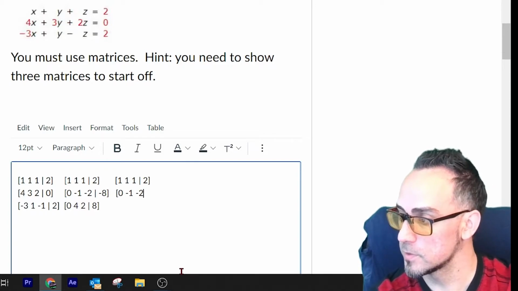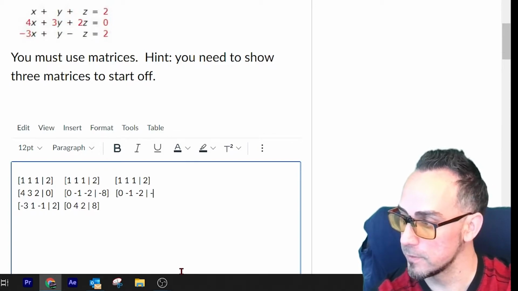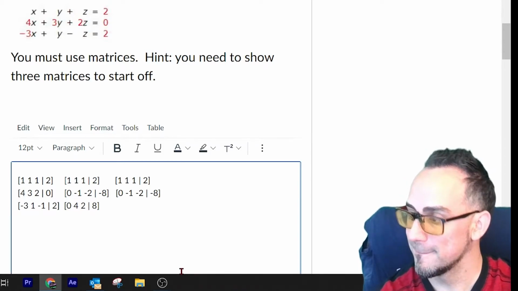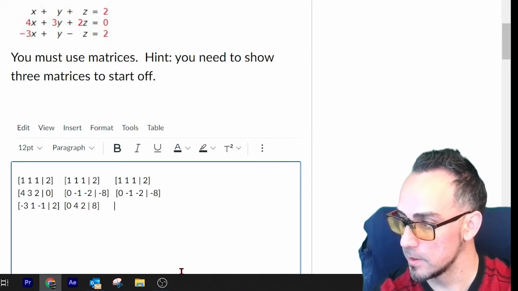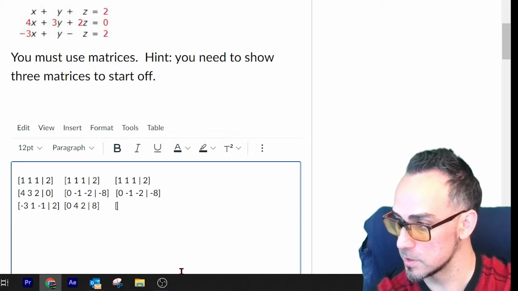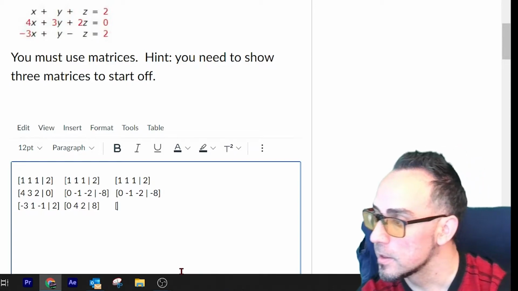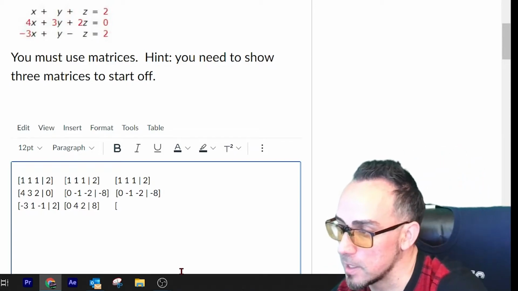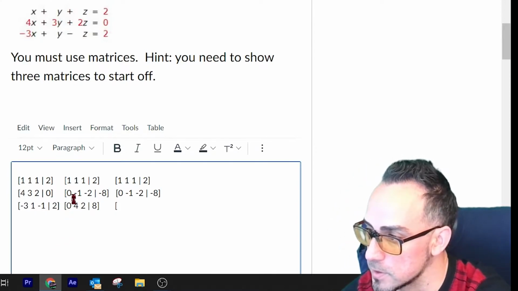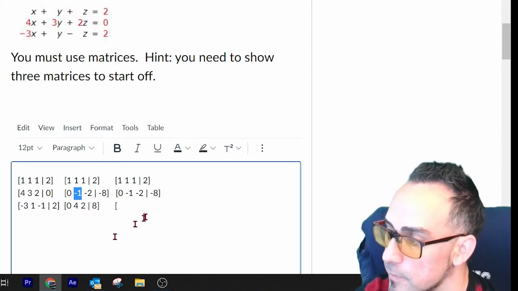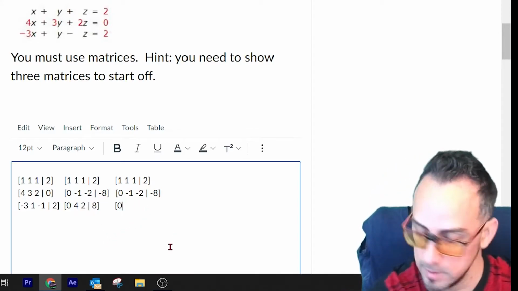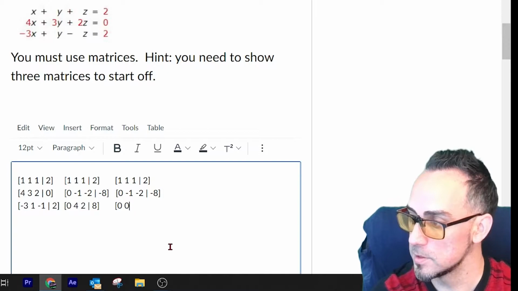0, -1, -2, vertical bar, -8. I could have made those positive, by the way, because they're all negative, so I could just change the sign. Okay, now I want to multiply the second row. To get rid of this 4 right here, I can multiply the second row by +4. So I'm going to do that, and I'm going to get 0, 0.